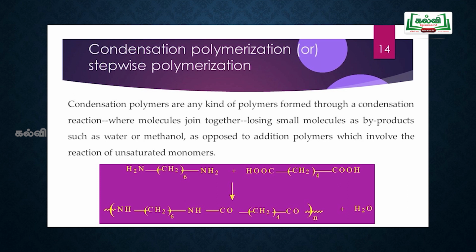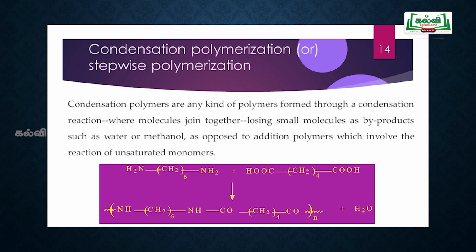Whereas what is the condition for addition polymerization? The monomer is supposed to be an unsaturated molecule. It should contain either a double bond or a triple bond for addition polymerization. Whereas for condensation polymerization, the monomer should contain at least two functional groups, of the same or different kind. Monomers containing two same or different functional groups combine to form a big long polymer, which is called condensation polymerization.